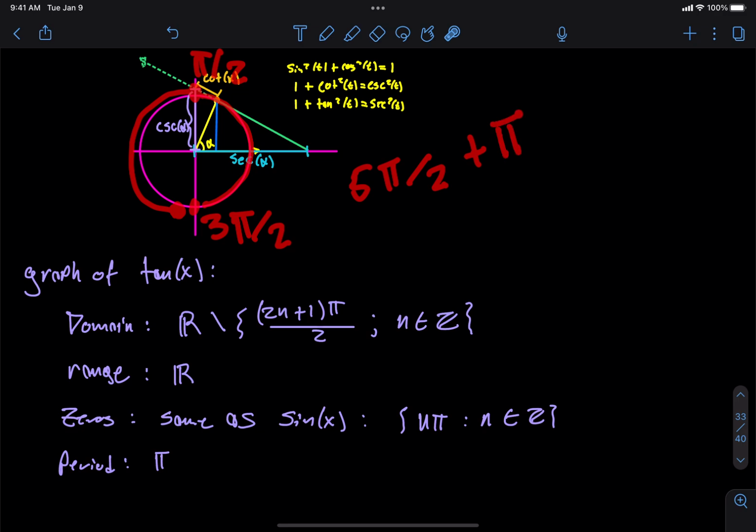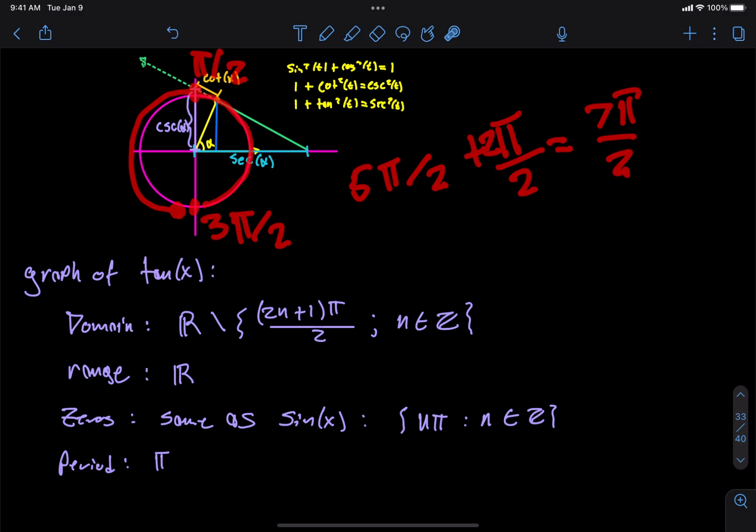To add two numbers where one of them's a fraction, what do I have to do? Find a common denominator. So I multiply the top and bottom of this one by 2. And what do I get if I do 5 pi over 2 plus 2 pi over 2? They have the same denominator, so what do I do with the numerators? Just add them, right? So what would I get in this case? Yeah, we would get 7 pi over 2.